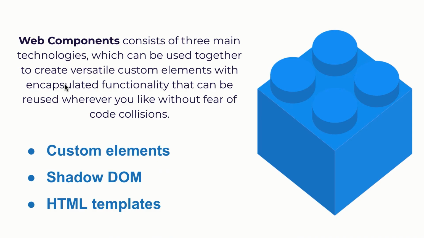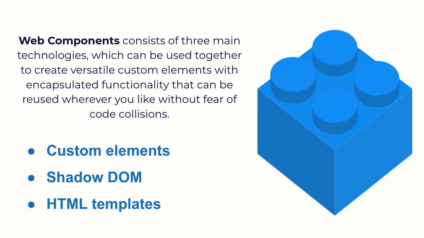Web components consist of three main technologies which can be used together to create versatile custom elements with encapsulated functionality that can be reused wherever you like without fear of code collision. And that is custom element. It is a set of JavaScript APIs that allow you to define custom elements and their behavior which can be used as desired in your user interface.